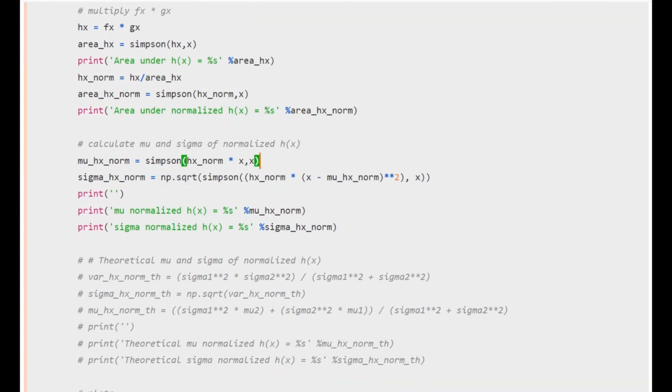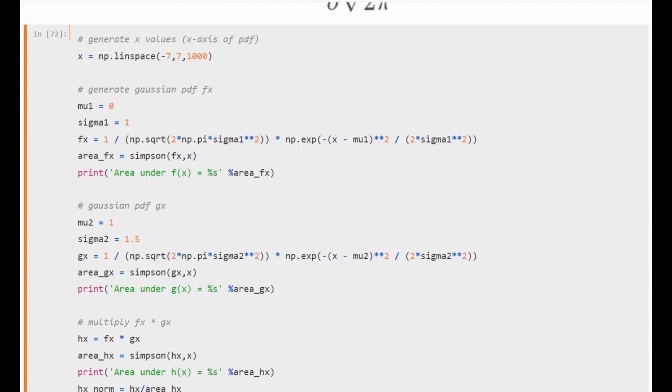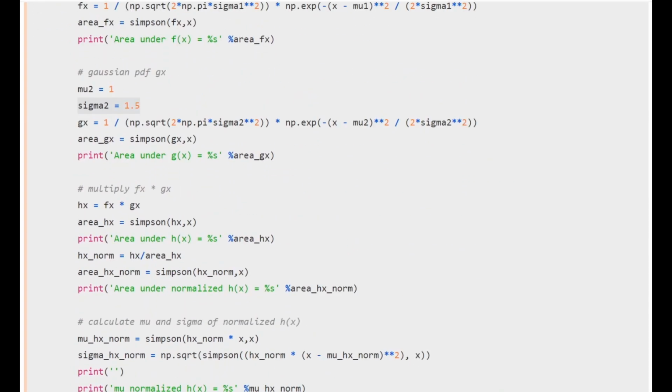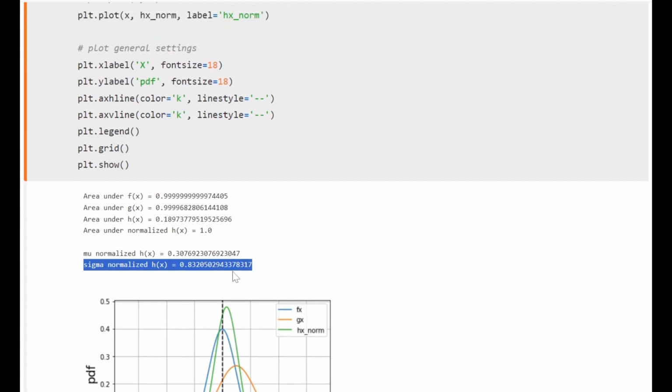So this is from first principles. Since the PDF is known to me, from first principles I'm going to calculate mu and sigma for the normalized hx. So here I am. I can see that my mu normalized is 0.307 and my sigma normalized is 0.83. Now, if you remember, my sigma 1, that is fx, was 1 and my sigma 2 was 1.5. What I finally got after the product of these two functions is that my sigma is 0.8, which is lower than 1 and 1.5. Since the variance or the sigma is reducing, the curve will become peakier and peakier, and uncertainty and noise from the system will get eliminated.